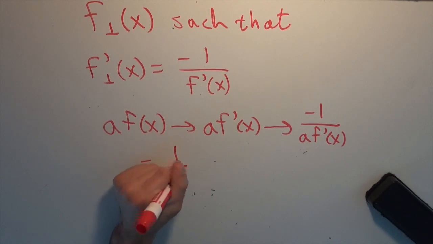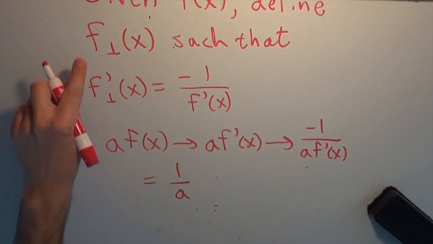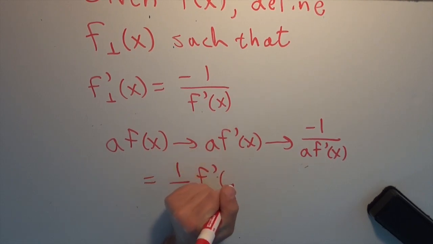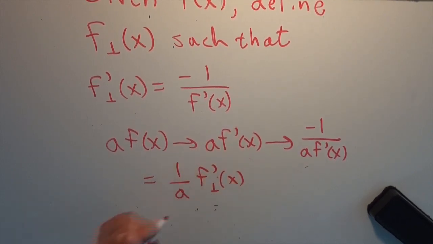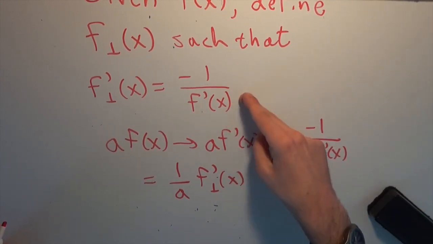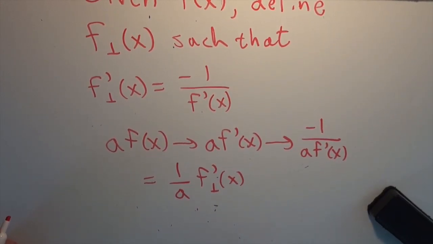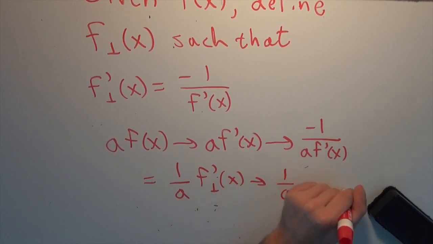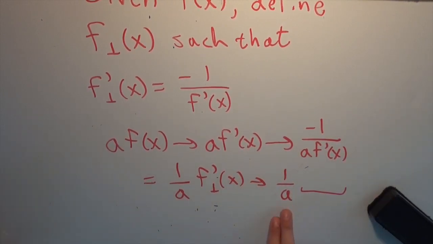This is just 1 over a times the derivative of the perpendicular function of x, right? Because it's just 1 over a times -1 over f prime of x. And so when we integrate this to get the perpendicular function, we're going to get just 1 over a times whatever function it is plus a constant. But essentially it's just a constant difference.